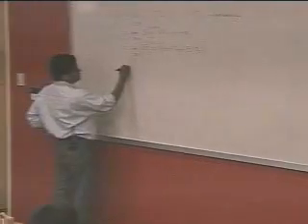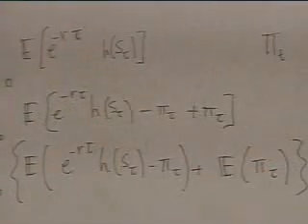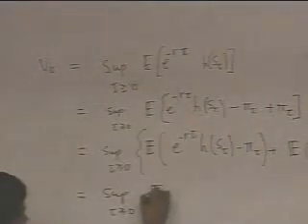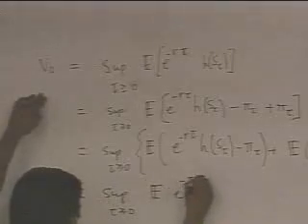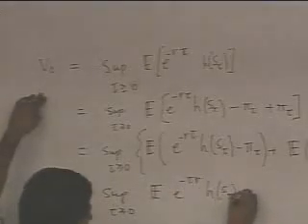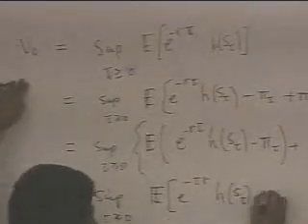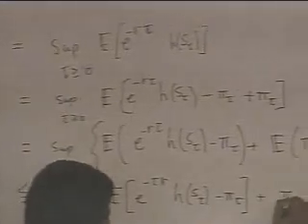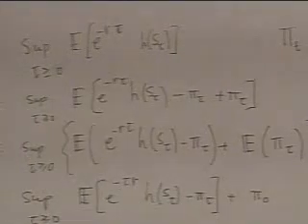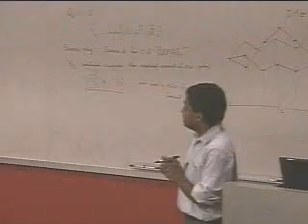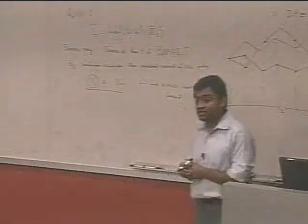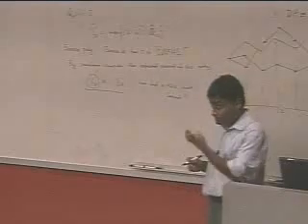Now I use the optional stopping theorem to say that this supremum is upper bounded. A super martingale is a quantity that in expectation goes down. Therefore, this quantity V0 is less than or equal to this quantity. So instead of looking at pi tau, you look at pi 0. The expected value of pi tau is going to be less than or equal to the expected value of pi 0 because pi of t is a super martingale.